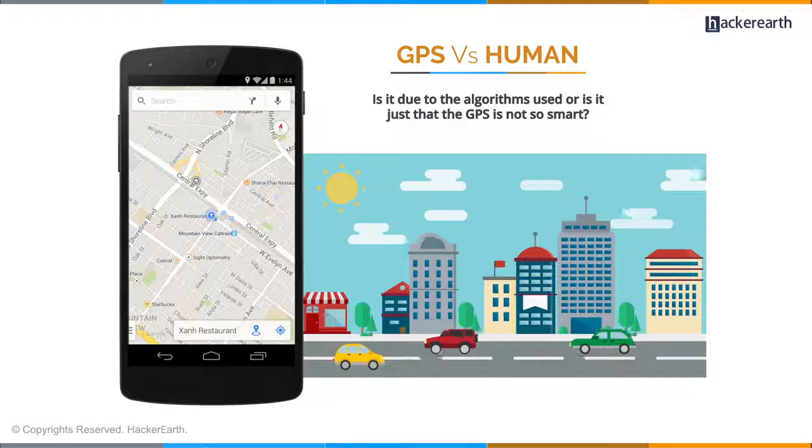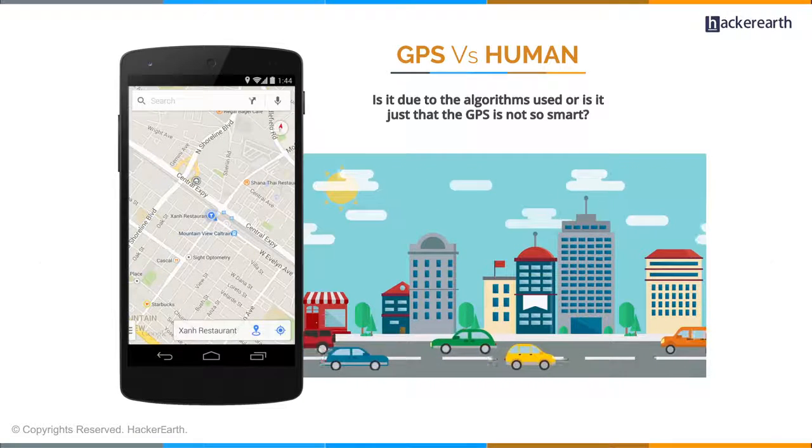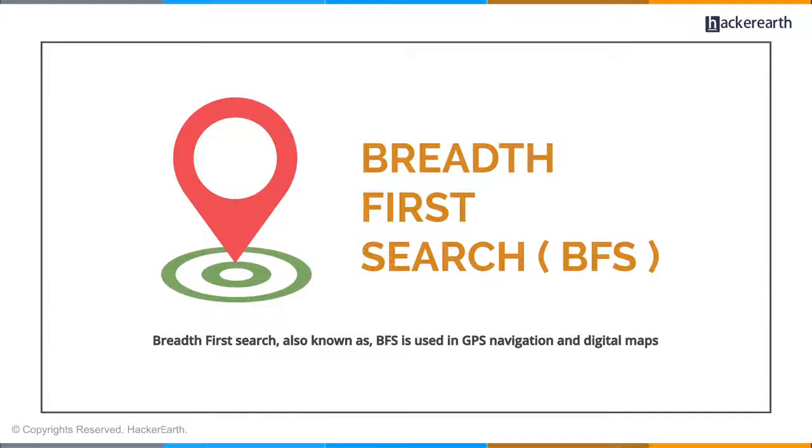I learned from my graph theory data structure classes that breadth first search, also known as BFS, is used in GPS navigation and digital maps. And when I asked for explanation, I was asked to leave the class quietly.